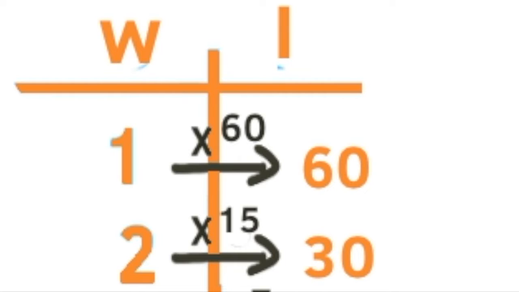In the second example, you could have a rectangle with a width of 2 units and a length of 30 units. This means that the length is 15 times greater than the width. Since we're not constantly multiplying the width times the same number to get the length, there is no constant of proportionality, and this equation does not represent a proportional relationship.